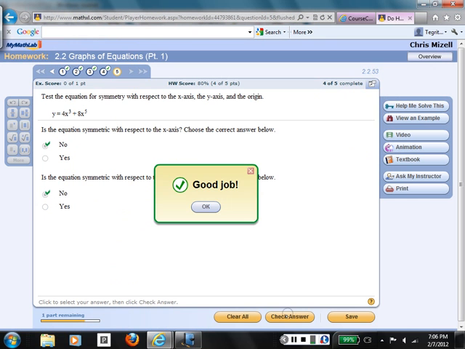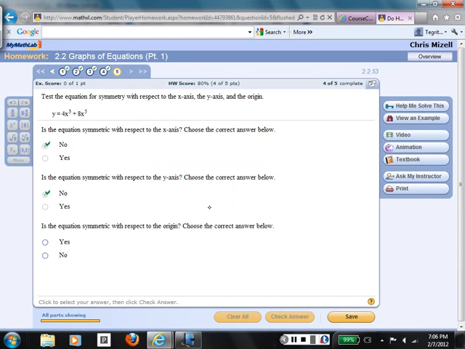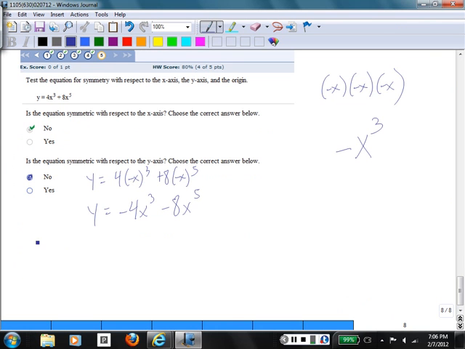That's a no. Is it symmetric with respect to the origin? Well, it's a no for the x, it's a no for the y. It's still an open question. It could be origin symmetry only, or it could be none of the above. So we still have to check it. So let's check the origin symmetry.